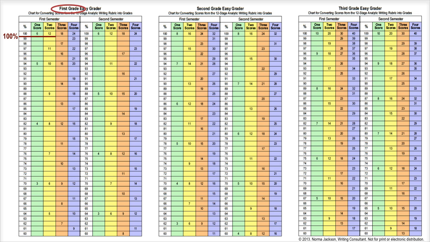As with all subjects, students are expected to perform at higher levels of proficiency with each passing grade. The Easy Graders are designed to reflect these increasingly higher standards. If this same composition were written in 2nd grade, the writer would earn a B rather than an A. If it were written in 3rd grade, the writer would only earn a C.